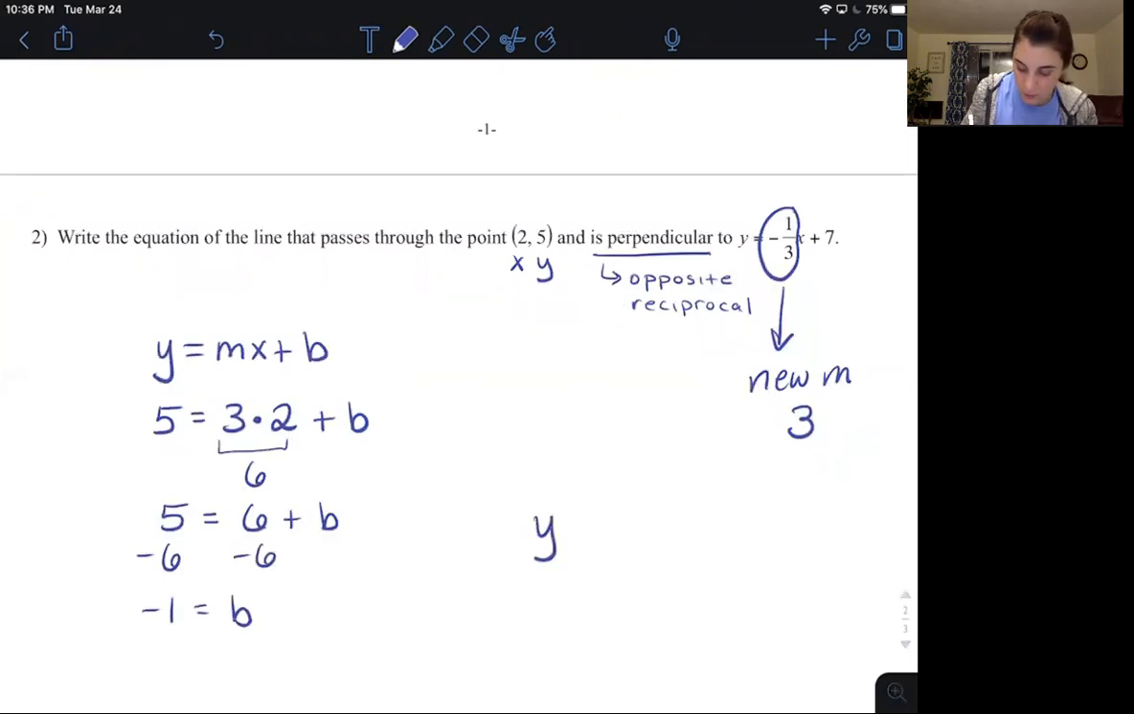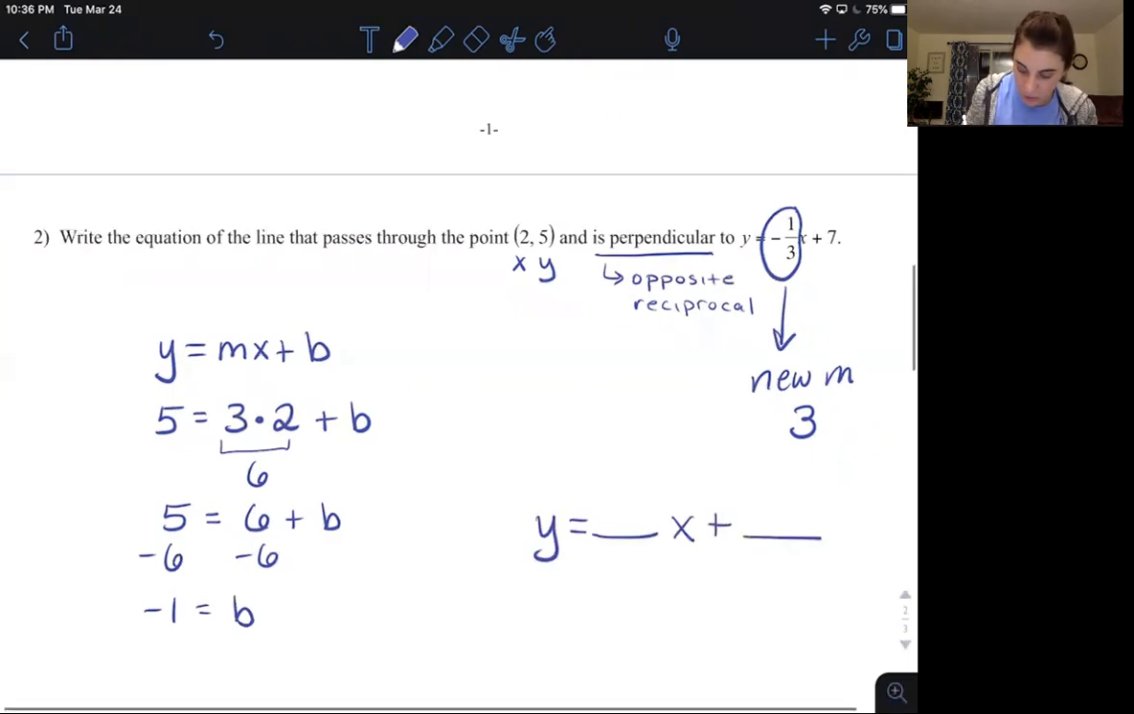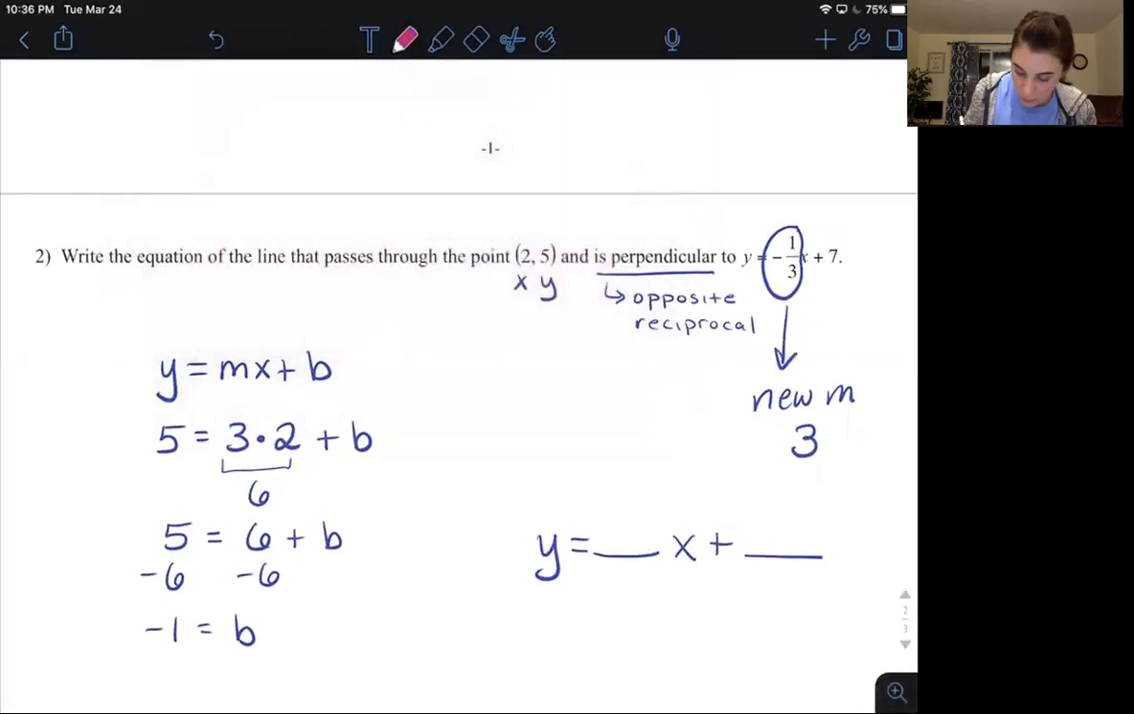So our final answer, y equals blank x plus blank. We put the m goes in the first blank, so that's 3, and then the b goes in the last blank, so that's the -1.